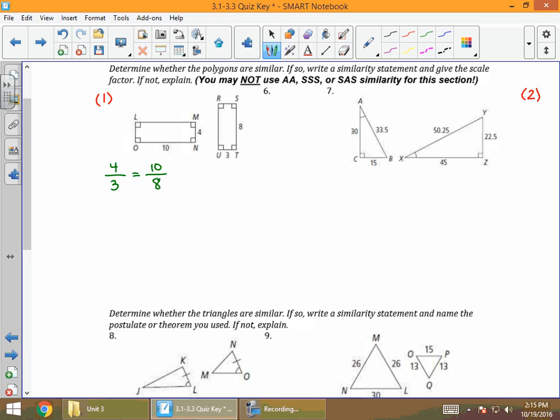If I reduce these, this reduces to 4 over 3. And 10 over 8 reduces, both divisible by 2, so 5 over 4. These two things are not the same. So these two are not similar. So you got a point if you told me that those two were not similar to one another.